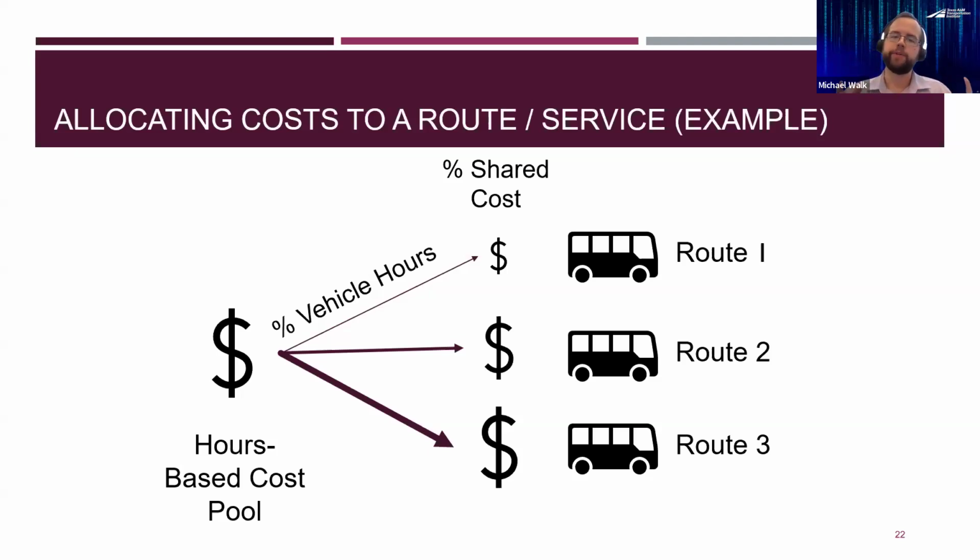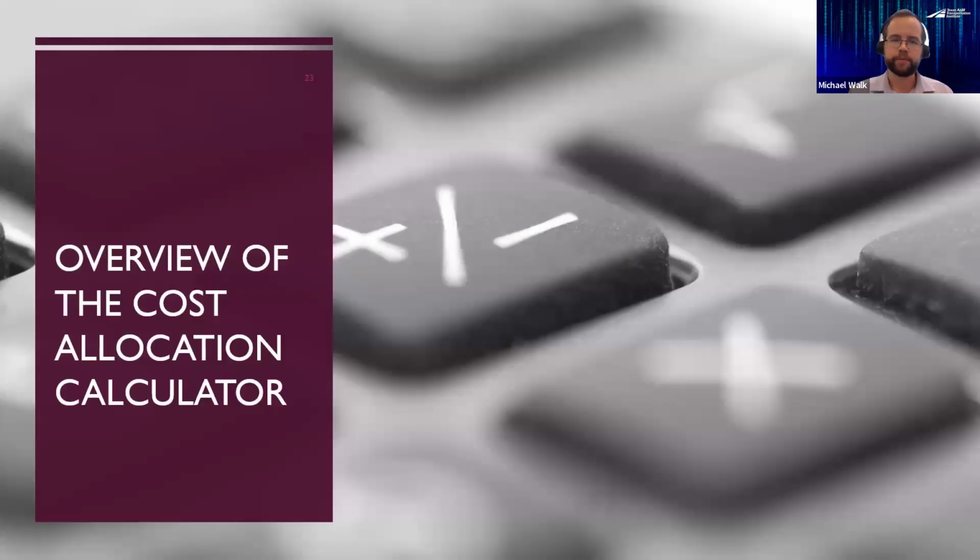So if we take our original concept where we have a cost pool and we want to assign costs in that pool to our individual routes, now that we've picked a variable like vehicle hours, we can use that variable to assign our hours-based costs to each individual route. So in the example you see through the different dollar signs that Route 1 has the least vehicle hours out of all three routes. So it's going to get assigned the least proportion of our hours-based costs. Route 2, sort of in between. Route 3 is the most. So Route 3 is going to get the highest proportion of our hours-based costs. Next slide.